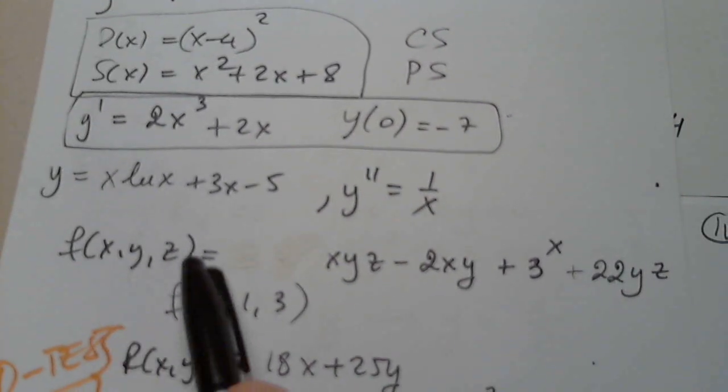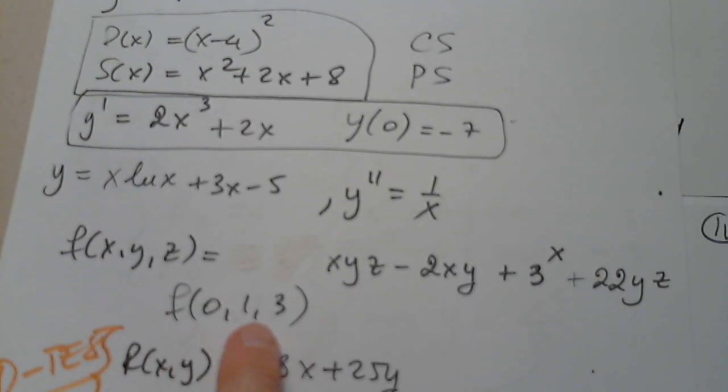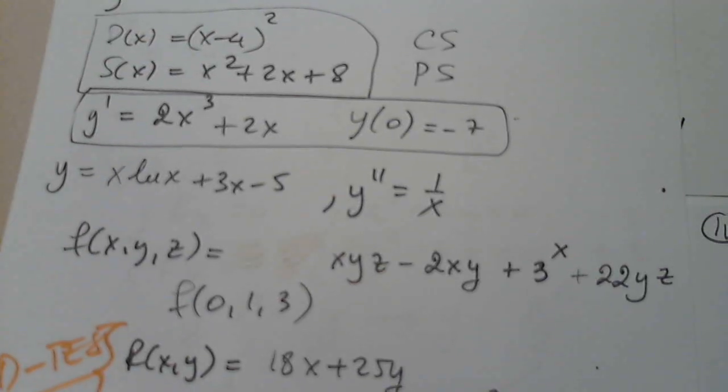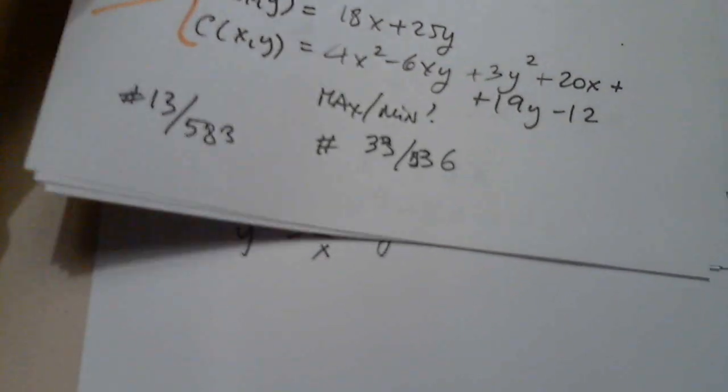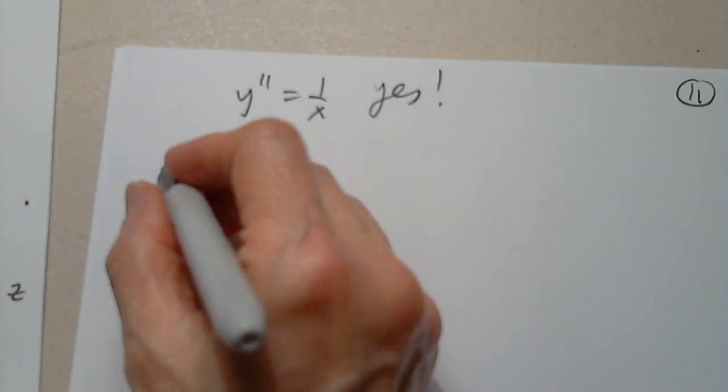We're given a function with 3 variables, and we're asked to evaluate it for 0, 1, and 3. Yes or no? You just have to plug it in and calculate. There is nothing to it.